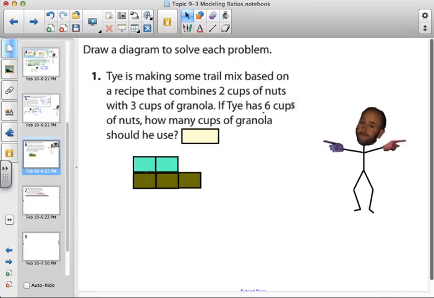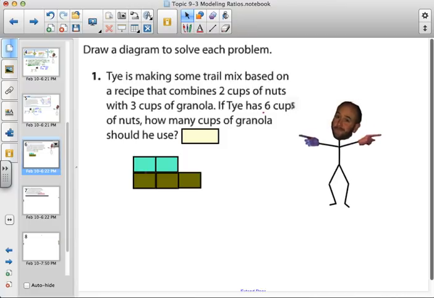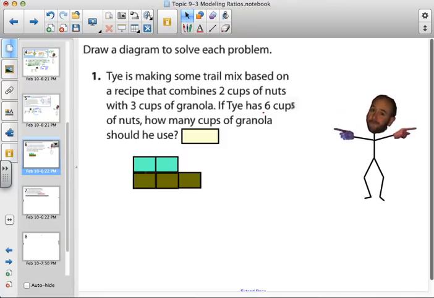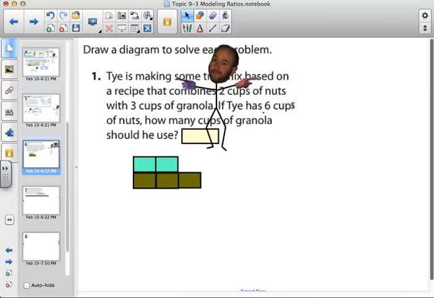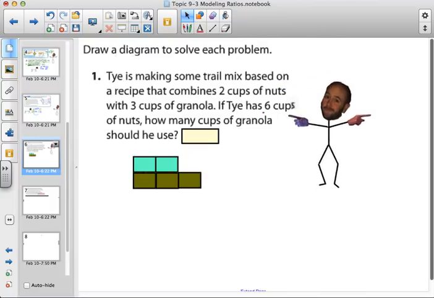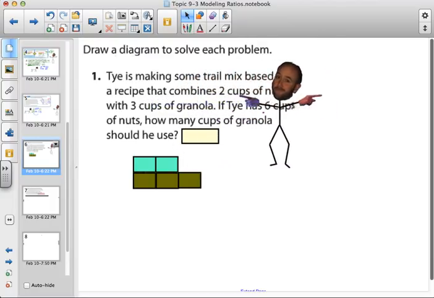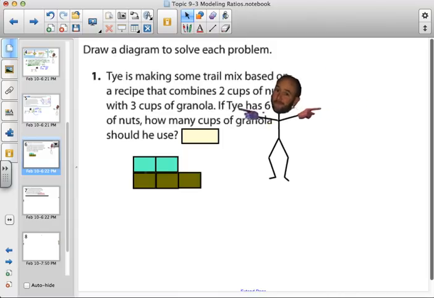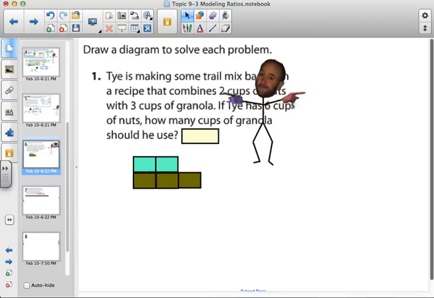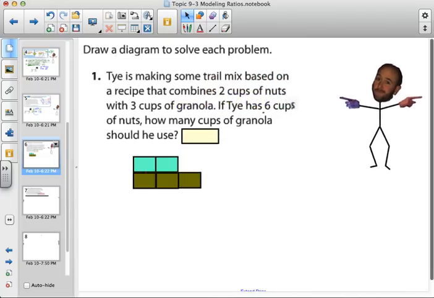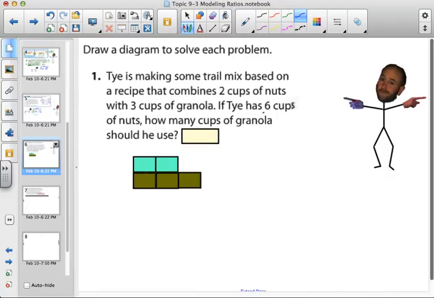Okay, here we go, kids. If you're not done, why don't we look at the example up here and you can follow along. Now it tells us that Ty is making some trail mix based on a recipe that combines 2 cups of nuts with 3 cups of granola. Now these two numbers will form the basis of our starting ratio. So our starting ratio will be 2 cups of nuts and 3 cups of granola.